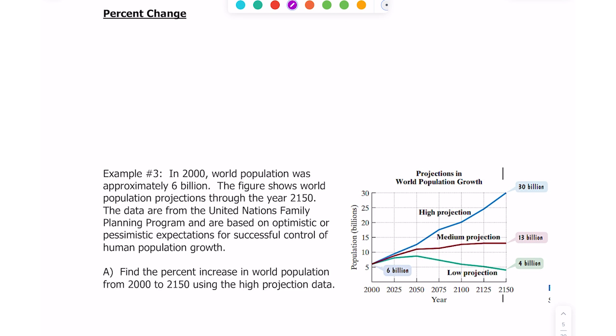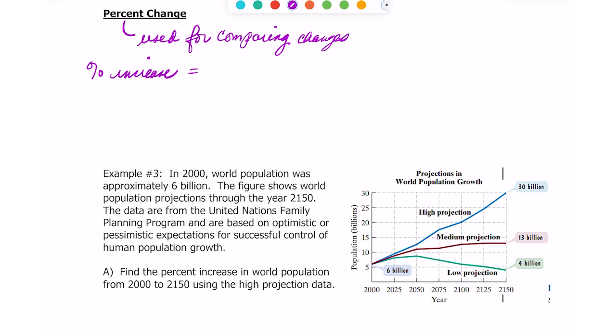So in this topic, we're going to look at percent change, which is really used for comparing changes in price or population or anything involving percentages. For both percent increase and decrease, it's essentially the same formula. So you can have a percent increase, which is just the amount of increase divided by the original amount.